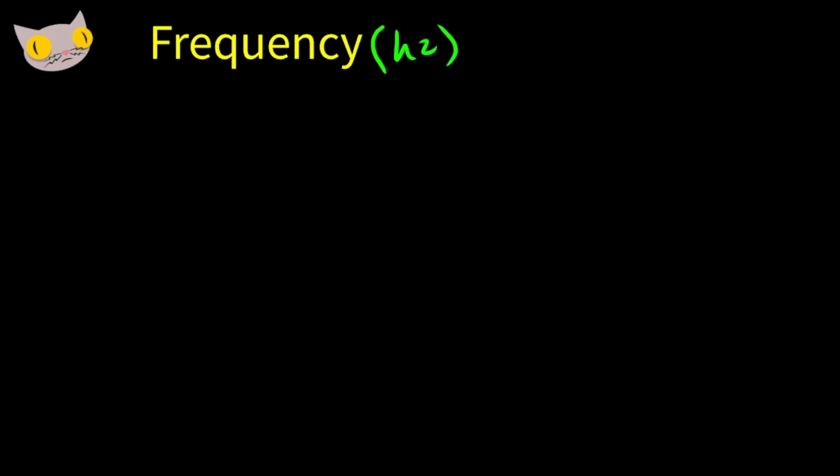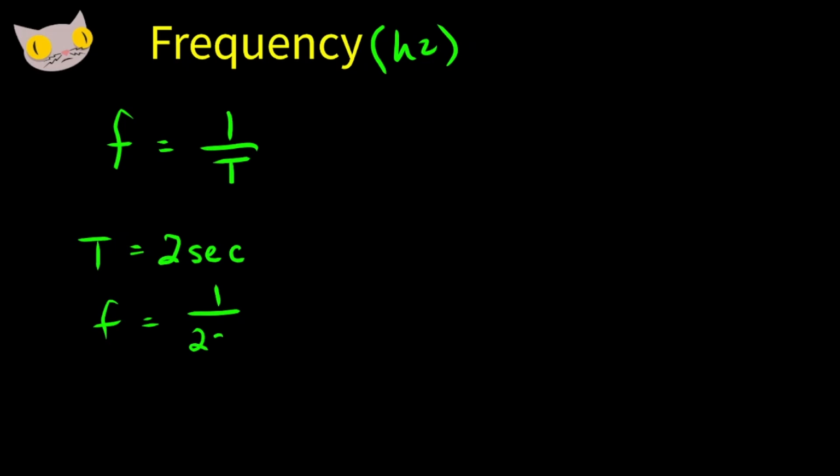Just as an FYI, if you want to find the frequency in hertz of this motion, just take the inverse of the period, meaning that your frequency will be 1 over the period. So if your period is 2 seconds, the frequency will just be 1 over 2 seconds, which is just 0.5 hertz.